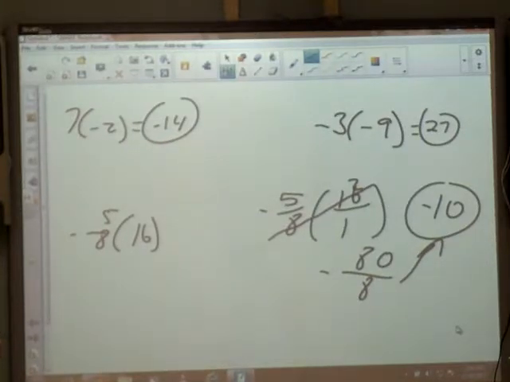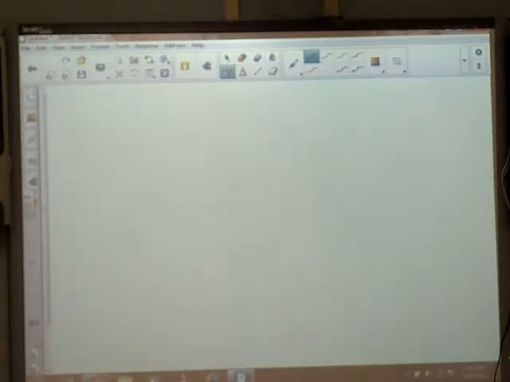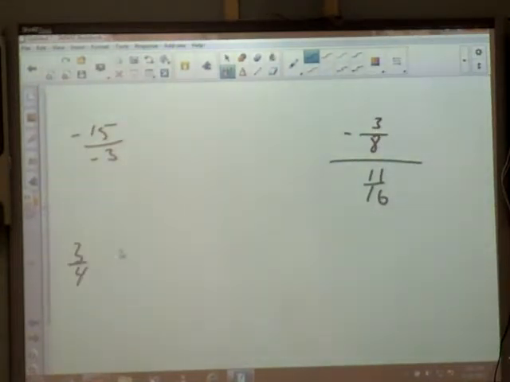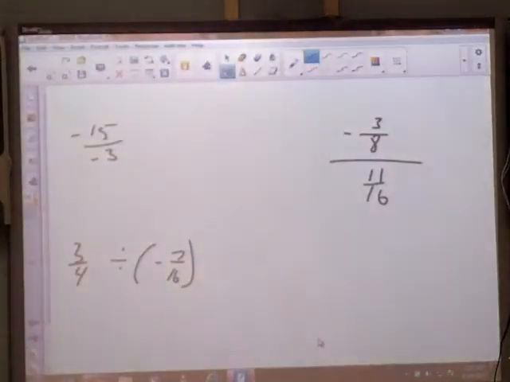Okay, the rules for division, oh, yeah, that's the third one. The rules for division are the same. Let me give you a couple, three of those real quick. Negative 15 divided by negative 3, number 1. Negative 3/8 divided by 11/16. And then 3/4 divided by negative 7/16. So I wrote them all kind of different, got different looks on them.